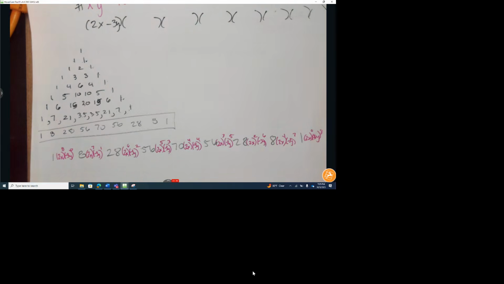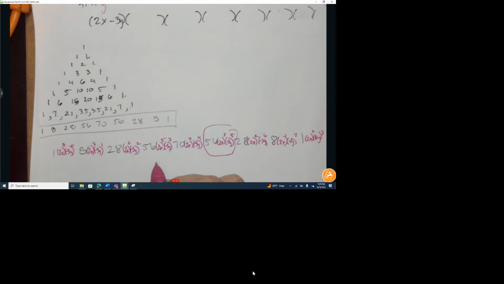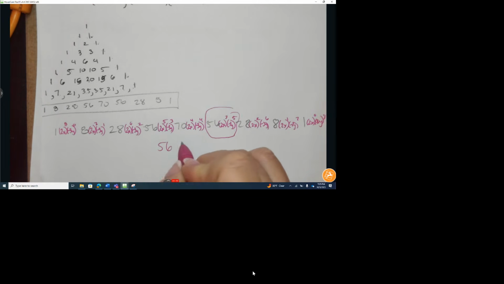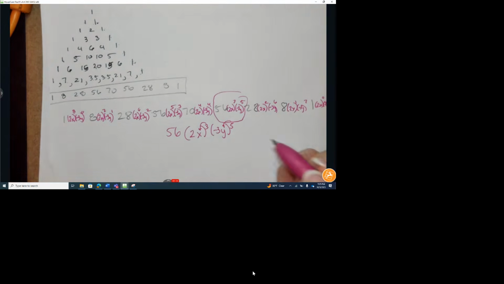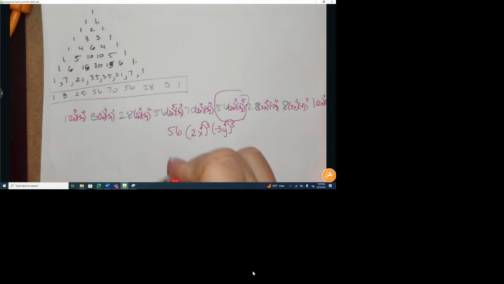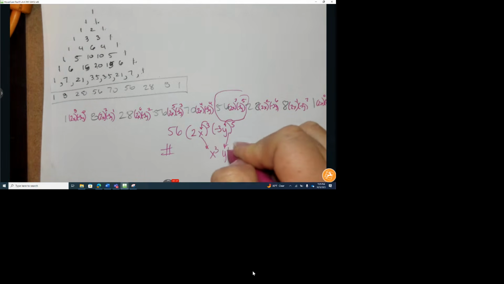Now we want to know x cubed. So notice that this is going to be x to the 8th, x to the 7th. We want to know x cubed. X cubed is right here. So I'm going to bring this one down. I have 56, 2x to the 3rd, so that's going to be my x cubed, minus 3y to the 5th. So this is going to be y to the 5th. I want x cubed, y to the 5th. Okay, so I want to know what is going to be this final number in front when I know it's going to be x cubed and y to the 5th.